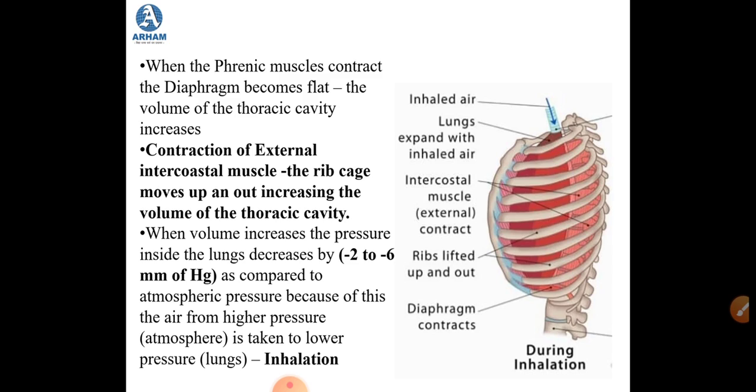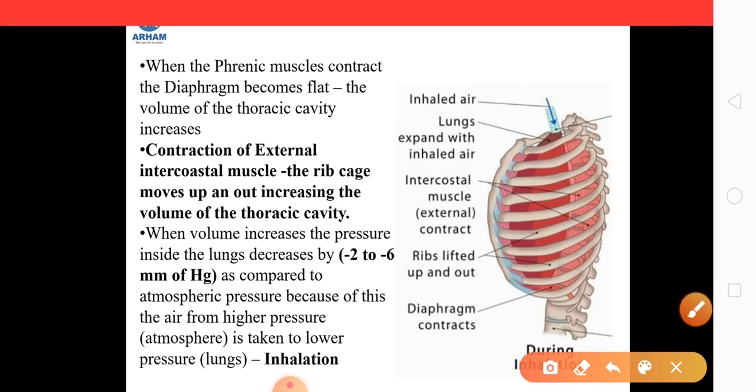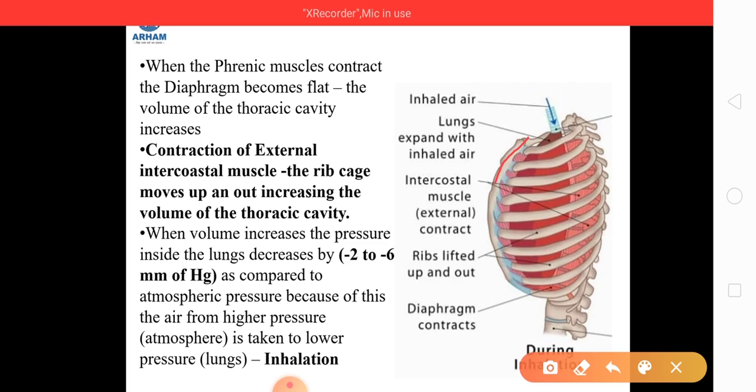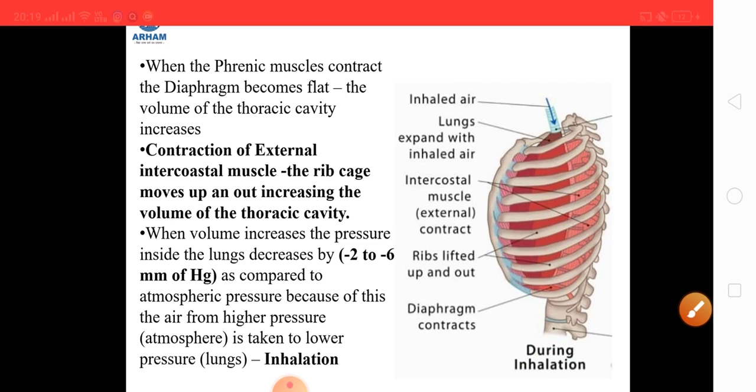When the phrenic muscles contract, the diaphragm becomes flat. So the diaphragm which was dome shaped now becomes flat when the phrenic muscle contracts. As the diaphragm becomes flat, the volume inside the thoracic cavity increases. With the contraction of the external intercostal muscle, the rib cage moves up and comes out, increasing the volume of the thoracic cavity. So two things are taking place simultaneously.